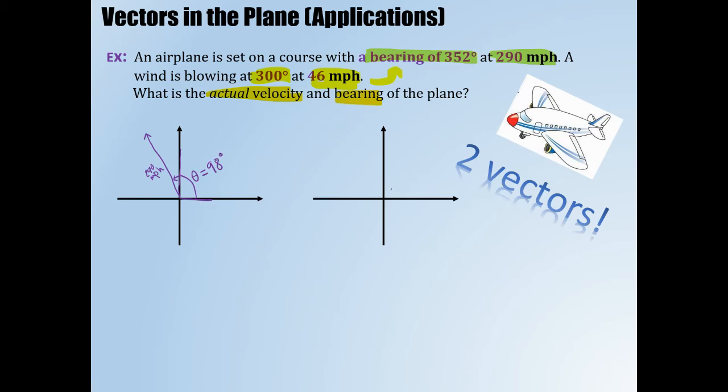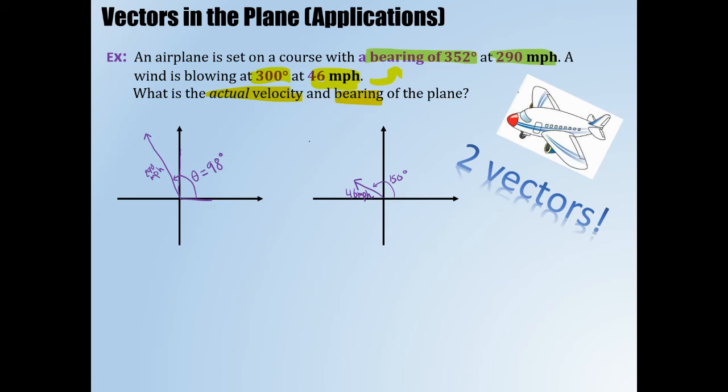And then I also have this wind going at 300, which is like right here, 46 miles per hour. And so if this is 300, this is what, 150, right? So I want the component form of both of these vectors.